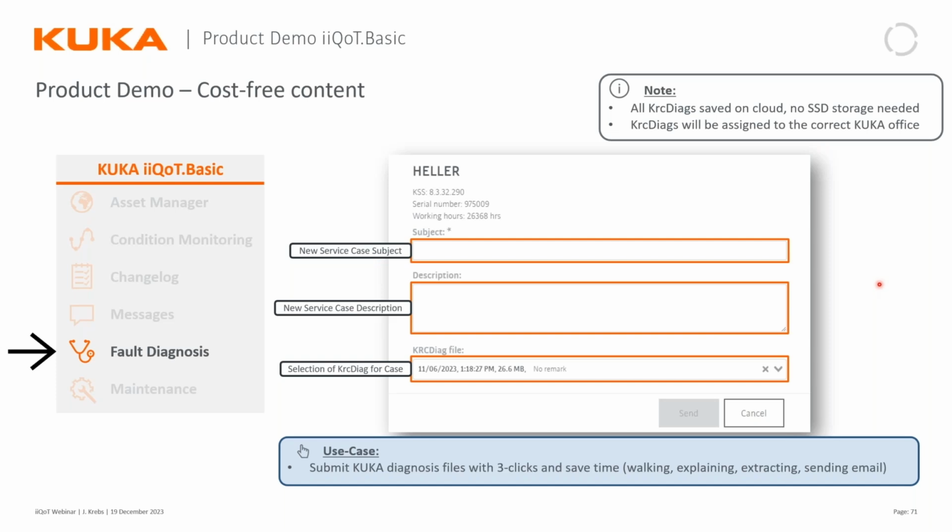These KRC Diags, when we save them, will be stored on the cloud. No SSD storage will be used, and your submitted KRC Diag, when you press send, will be submitted to the nearest KUKA office. So it knows the location of the user, and of course, for the US, it will go to Michigan, to KUKA USA.